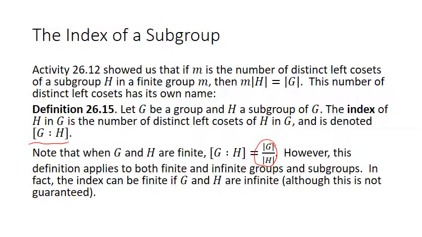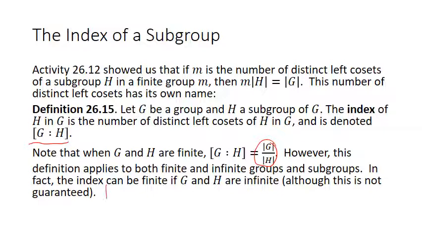So that's pretty easy. But the reason we don't usually give that as the formula for the index, and the reason it has its own notation, is because this definition applies to both finite and infinite groups and subgroups. It's interesting that the index itself can be finite even if G and H are infinite, although that is not guaranteed. You don't necessarily have that it's finite if G and H are infinite, but it's possible.